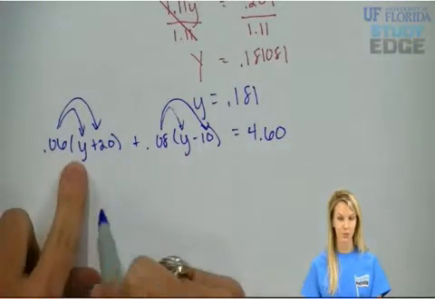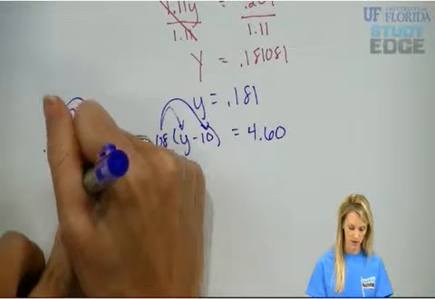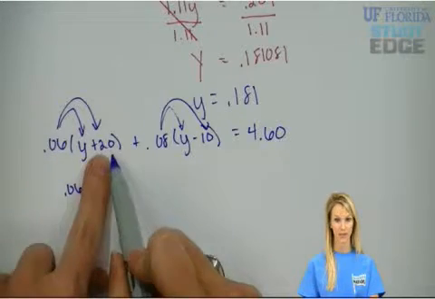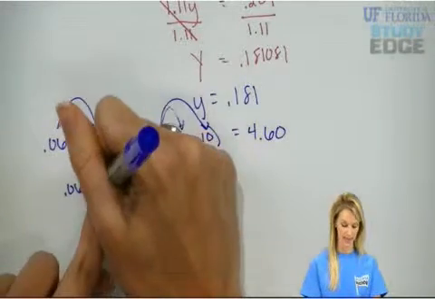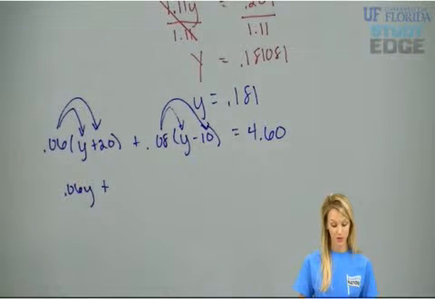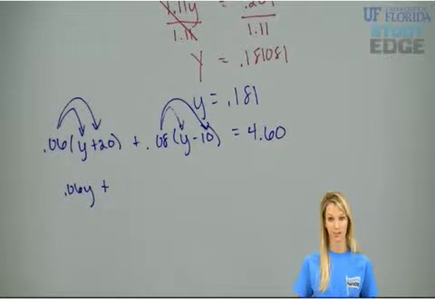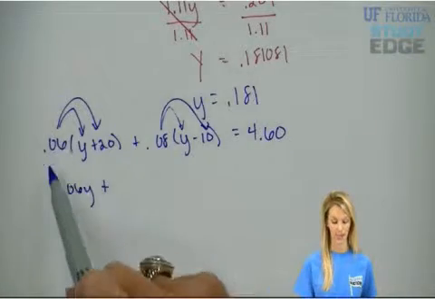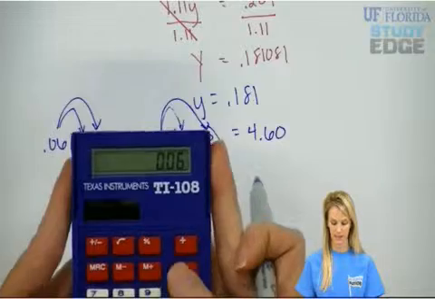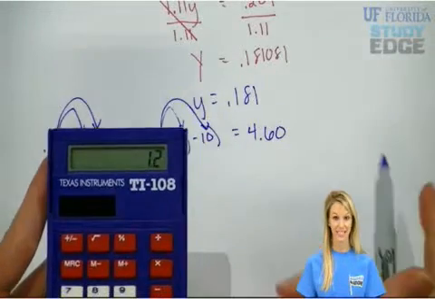Well, 0.06 times y is just 0.06y. What do I get here? 0.06 times 20. Well, they're both positive, so that's nice. I'm going to end up with a positive value. What's 0.06 times 20? You could think about that as what's 6% of 20, right? 0.06 is the same thing as saying 6%. Well, 0.06 times 20 is equal to 1.2.